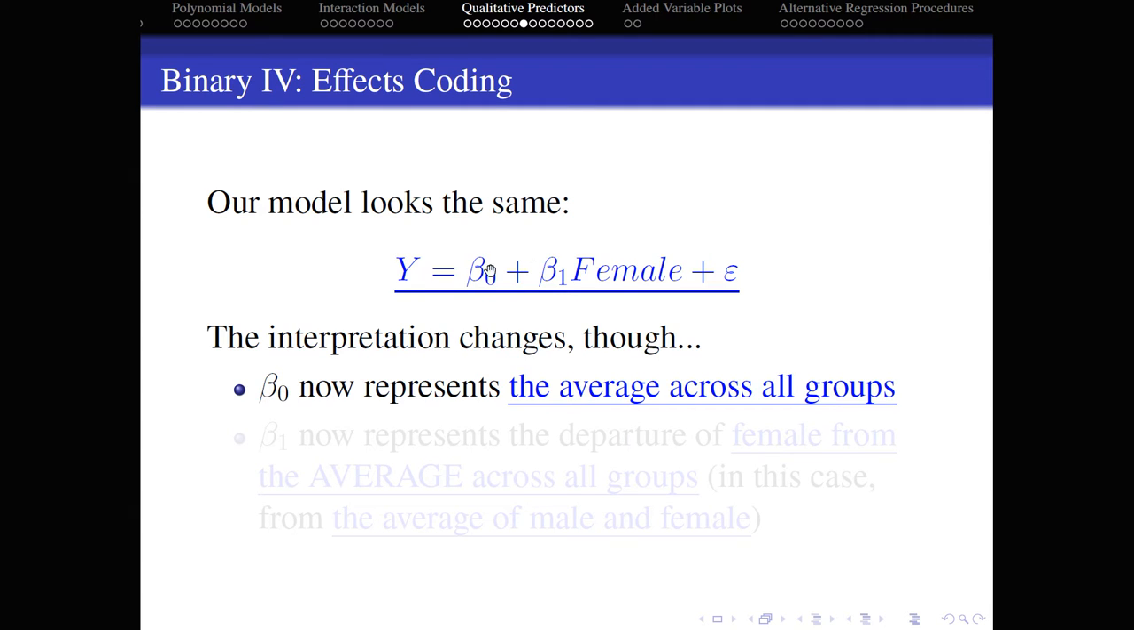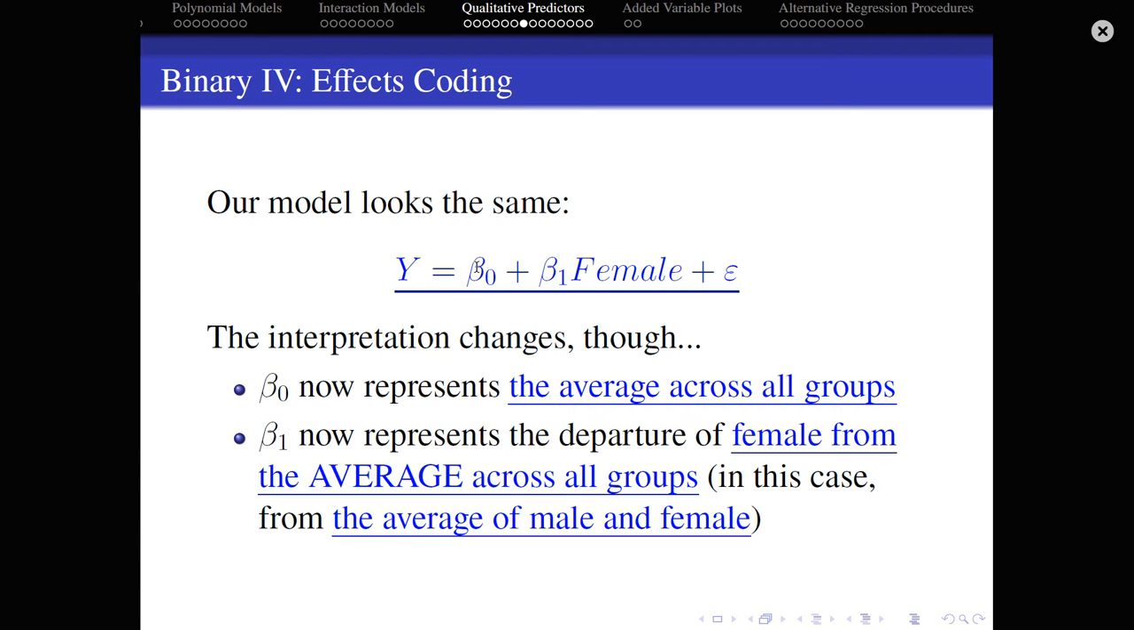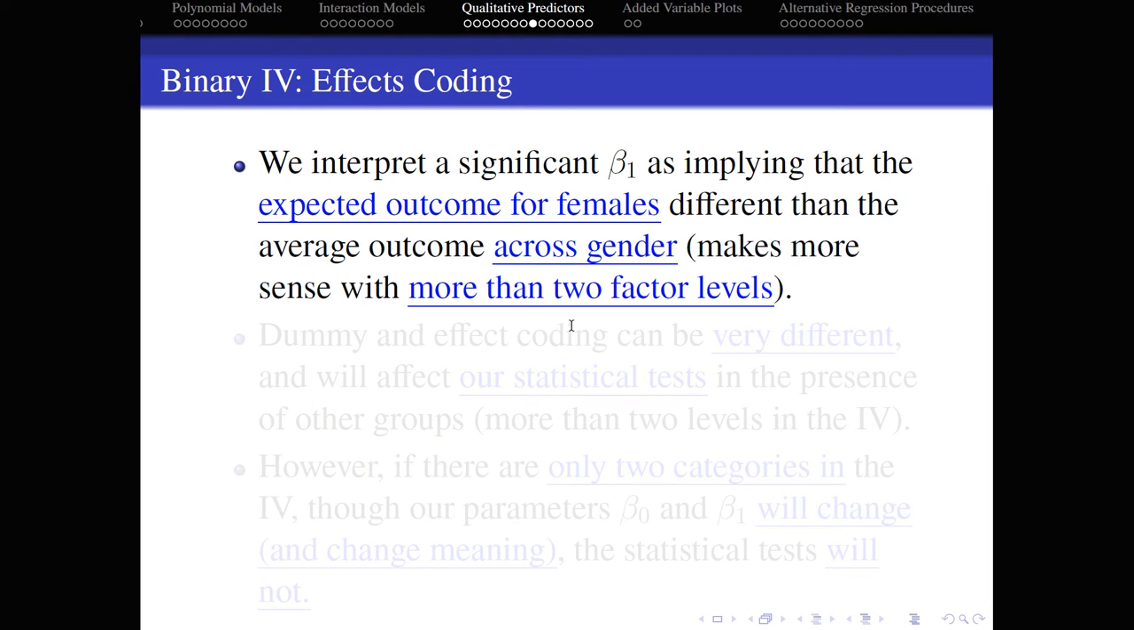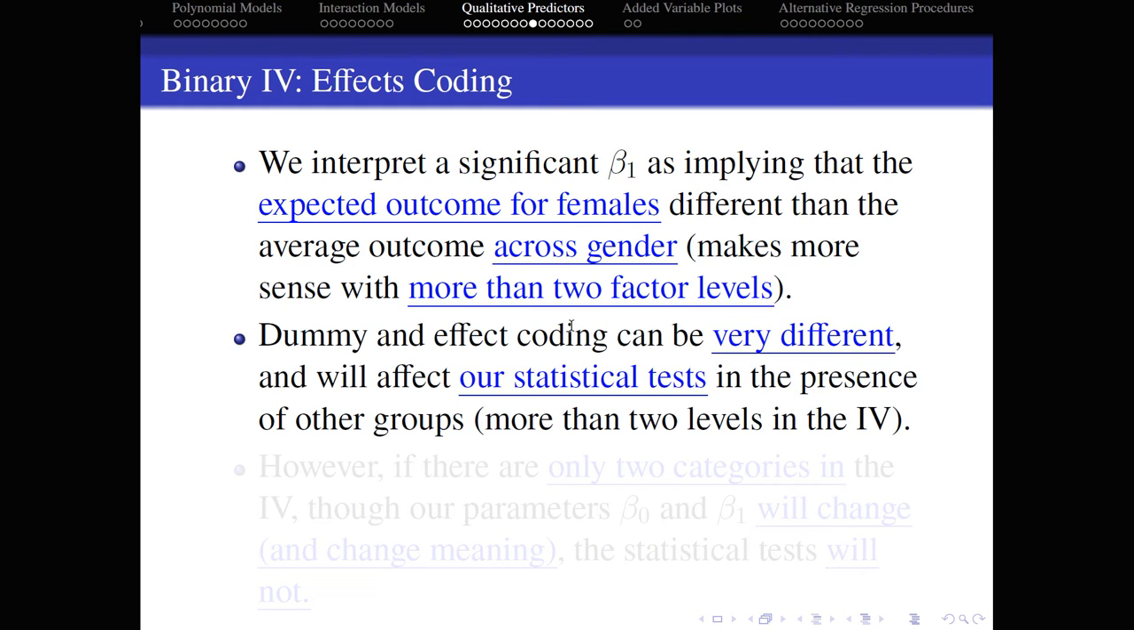So now if the intercept is the average across all groups, beta 1 is no longer the difference between females and males. Beta 1 is now the difference between females and the average across all groups. So beta 1 is the difference between females and beta 0, which is now the average across all groups. This is kind of weird in this particular case, but when we have more than 2 factor levels, it makes a little bit more sense. Beta 1 implies that females are going to be different than the average outcome across gender. A statistically significant beta 1 implies that.